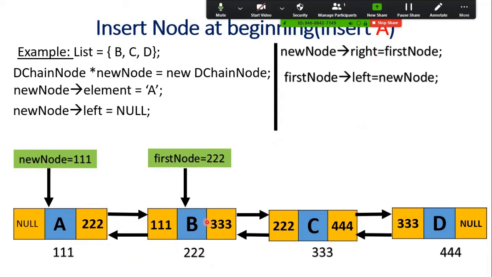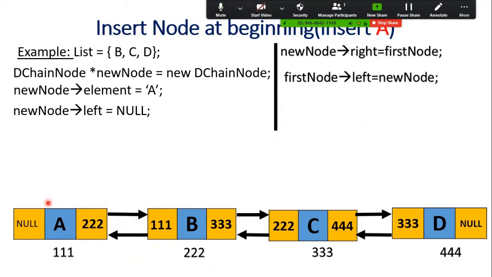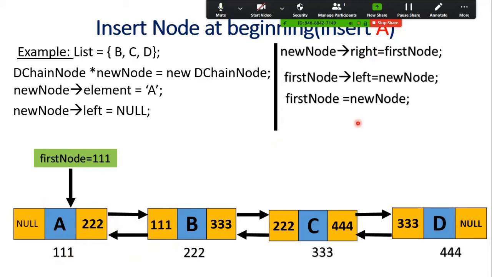Now, which is my first node? Yes, A is my first node. I take the first node pointer to what? The A node. Now, first node is equal to new node. This is how we can insert a node at the beginning of the chain. After insertion, you have to increment the size. Previously, the chain size was 3. Now it becomes 4.